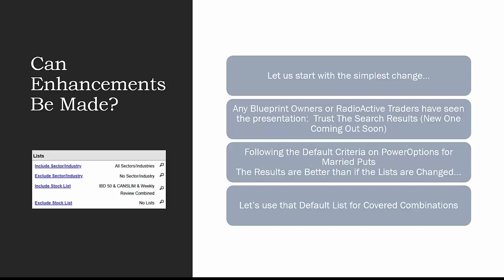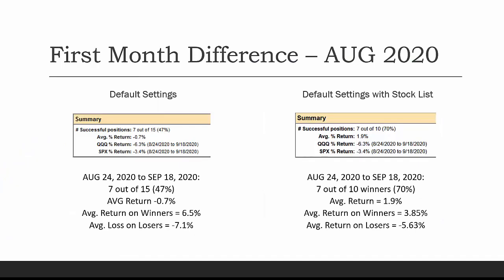So let's do the same thing for covered combinations. We're going to keep the same exact stock and option criteria that we had, but we're going to add in our include stock list that we prefer for the married puts and even some covered call picks of the day strategies as well. Well, the first month difference, we already saw with the default settings that the successful positions was 7 out of 15 or 47%, and the average return on the top 15 positions was a loss of 0.7%.